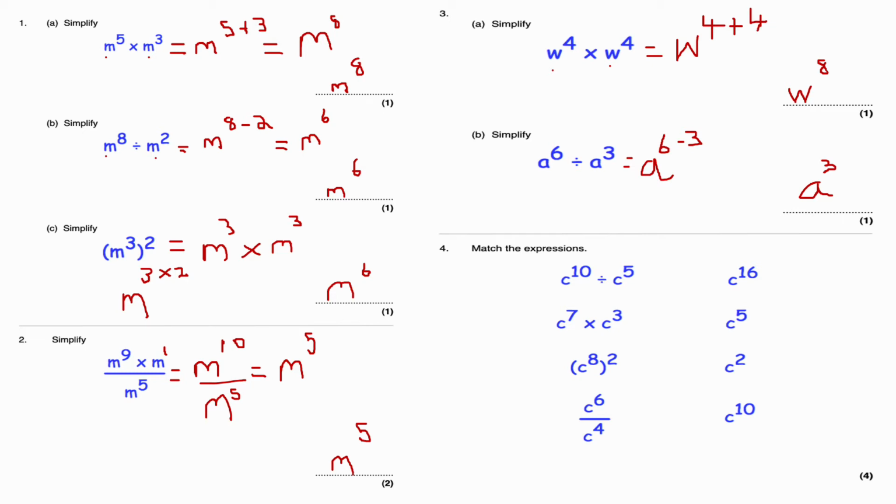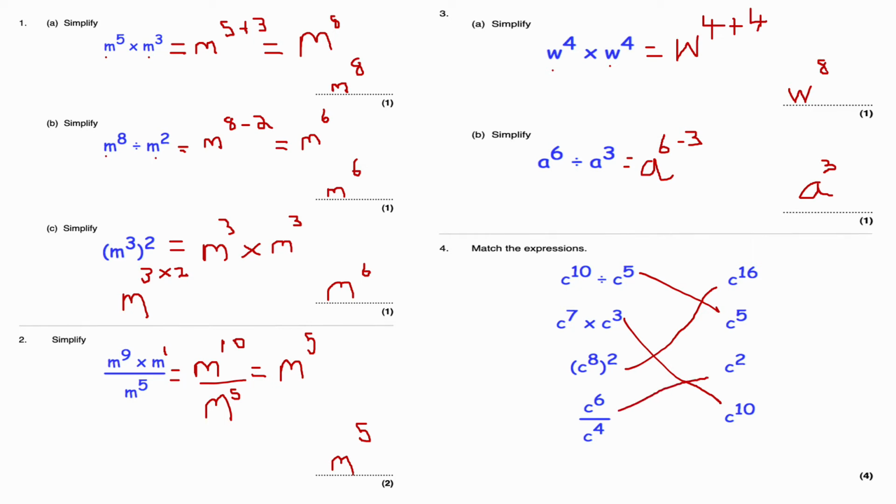Question number 4. Match the expressions. c to the power of 10 divided by c to the power of 5. Well, I'll subtract the powers. 10 take away 5 is 5, so it's c to the 5. This one, c to the 7 times c to the 3. Well, 7 plus 3 is 10, so it's c to the 10. This one, c to the 8 all squared. Well, I do 8 times 2, which is 16, so it's c to the 16. And this one is c to the 6 divided by c to the 4. I'm dividing, so I subtract the powers. 6 take away 4 is 2.